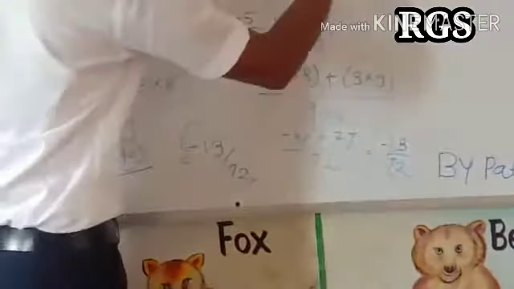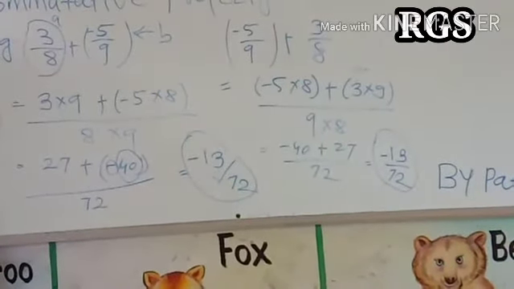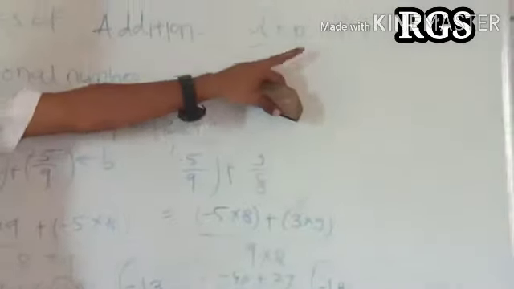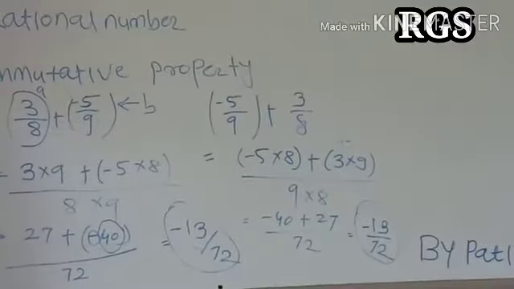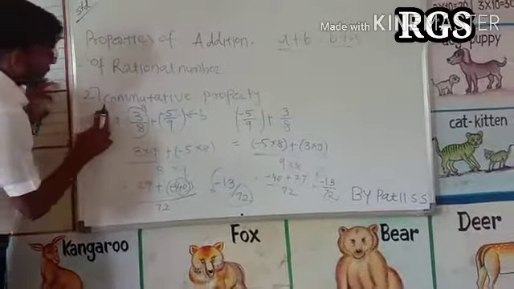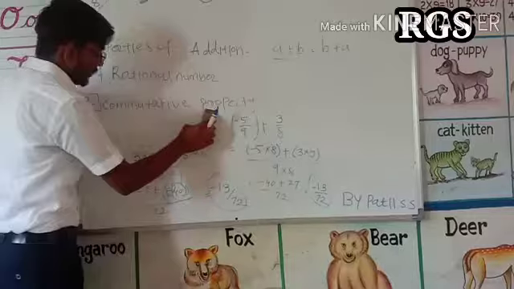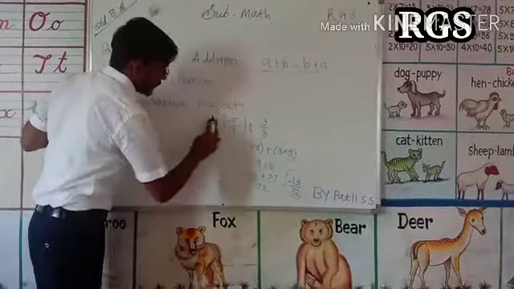What does the condition say? A plus B equals B plus A. We solved this same equation with both these conditions, and after solving with both conditions we get the same solution. That's why this commutative property is expressed in addition.